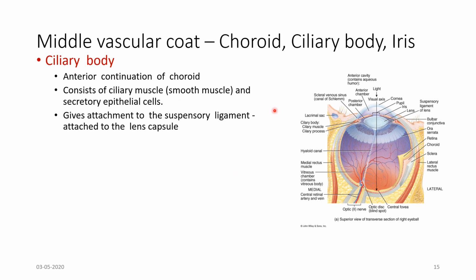The ciliary body is the anterior continuation of the choroid. It contains the ciliary muscle, which is a smooth muscle, and also secretory epithelial cells which produce the aqueous humor. The ciliary body gives attachment to the suspensory ligament, which is attached at one end to the ciliary body and at the other end to the capsule of the lens.